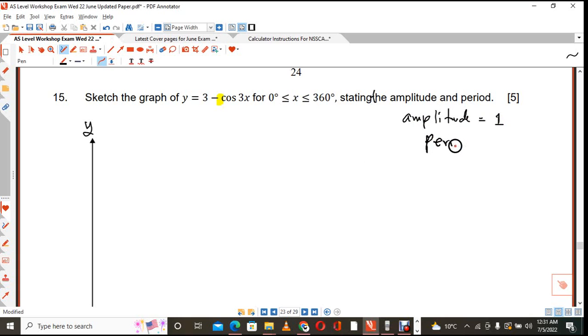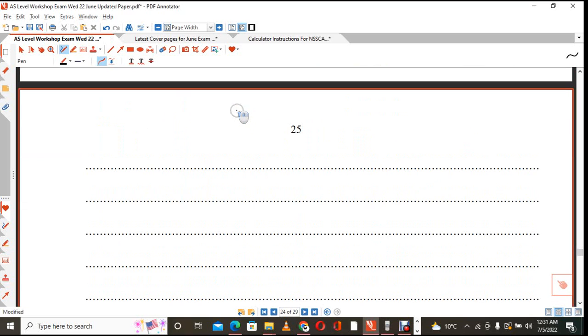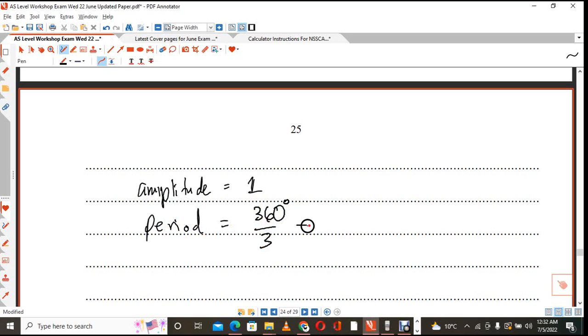And the period now, this is in degrees. The period is going to be, the cosine graph repeats itself after every 360 degrees. So you divide that by that 3 that is there. So the graph will repeat itself after every 120 degrees. Okay, so we have now the amplitude and we have the period. So that's already like 3 marks for saying that. So I'm just going to write down what I have so far. So the amplitude is equal to 1, and the period was 360 divided by 3, or 120 degrees.